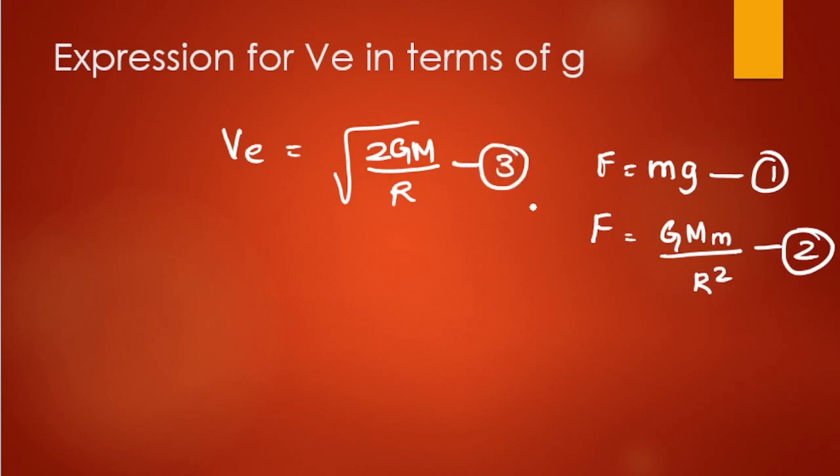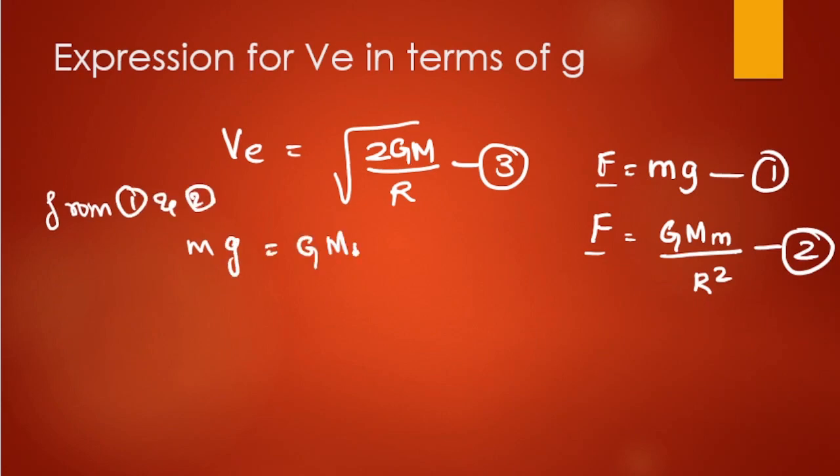Now, here also force, here also force. Our LHS is the same, so you can equate the RHS. Looking at equations 1 and 2, we can say mg is equal to capital G, capital M, small m by r square. So you can cancel out this m and this m. So what will be the value of your GM? GM is equal to g r square. Let this be your fourth equation.